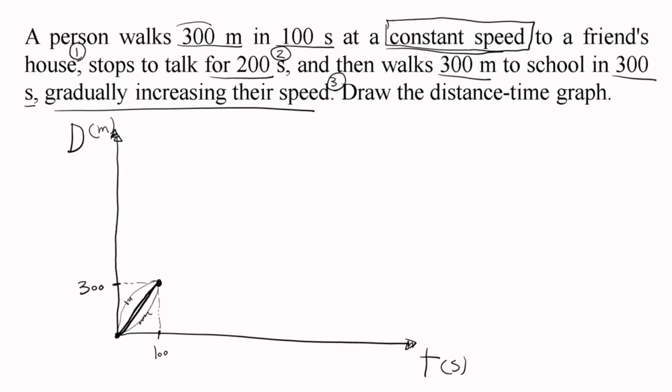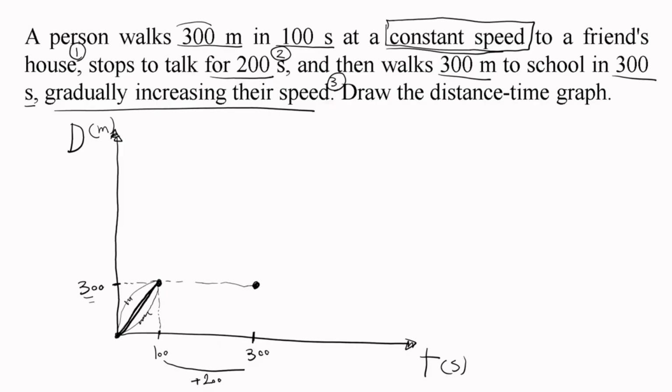Let's go for the second part. Then he stops to talk for 200 seconds. When he stops, it means the distance is not going to increase, right? The distance will remain the same, which is 300. And he stops for another 200 seconds. So I must add 200 to this one, and the distance is not going to change. It means it's going to remain 300. And this is the ending point of the second part.